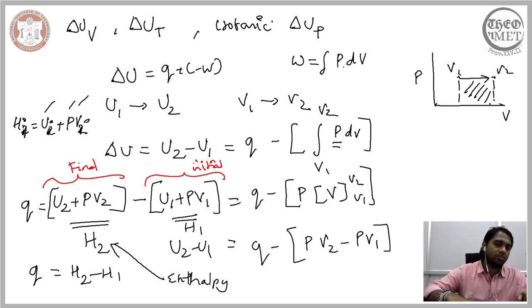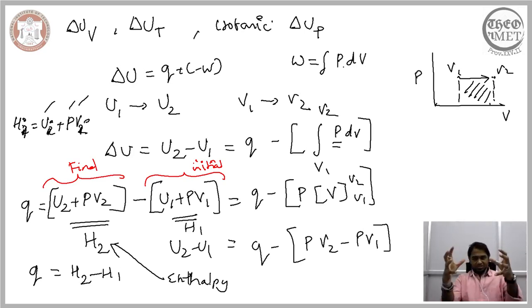So essentially what we have seen is, in a system like this wherein work is allowed to happen and heat transfer is allowed to happen, when you want to calculate or describe the change brought about in the system exclusively because of the heat transfer, then it is nothing but the change in the enthalpy of the system.